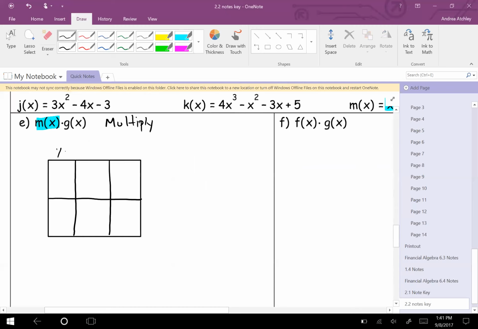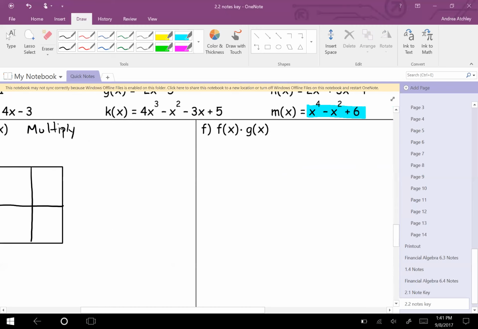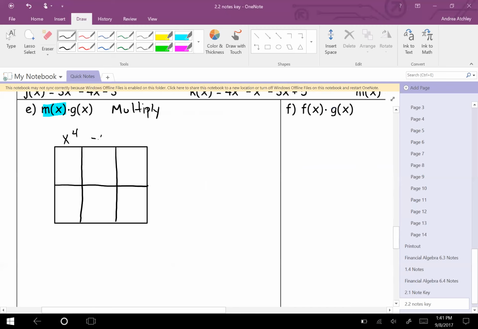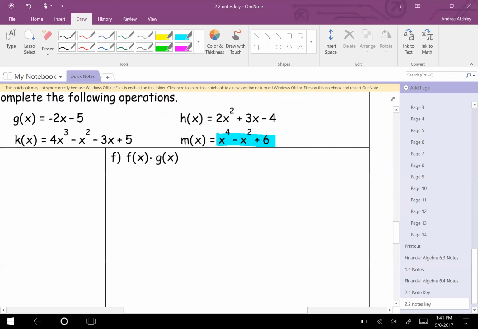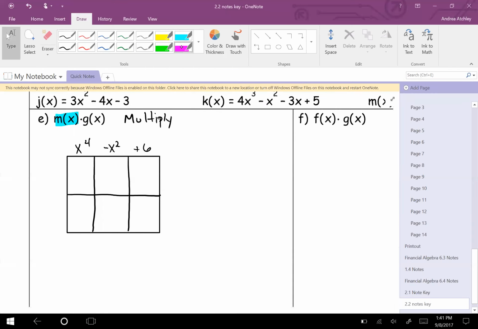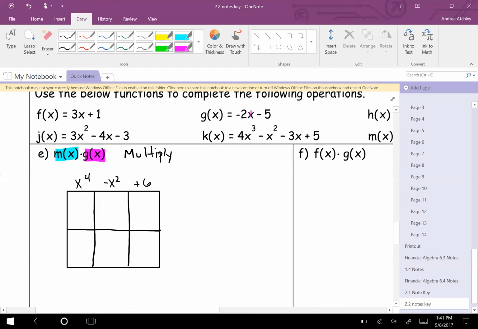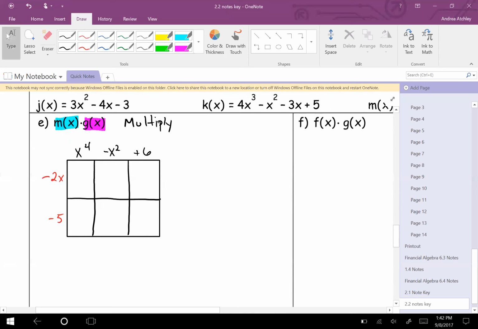So I have x to the 4th minus x squared, and then plus the 6th. And then my g of x is right here: the negative 2x and the negative 5. Okay, there's lots of negatives going on here, so make sure you're paying attention and don't have a negative when you need a positive or have a positive when you need a negative.